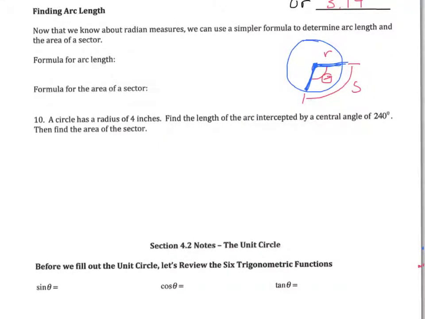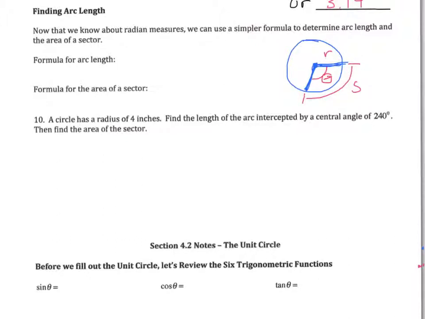The last topic we're going to talk about for this section is finding the arc length of a sector and also the area of a sector. So when we think about a sector, you want to think about a pizza and then the pizza slice being a sector. So it's just a chunk of the circle.